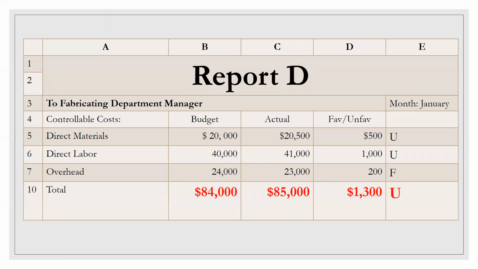For example, Report D is reported by the lowest level in the organization chart, like the fabricating department manager. It is typical of reports that go to managers at the lowest level of responsibility. And similar reports are prepared for the managers of the fabricating, assembling, and enabling departments.